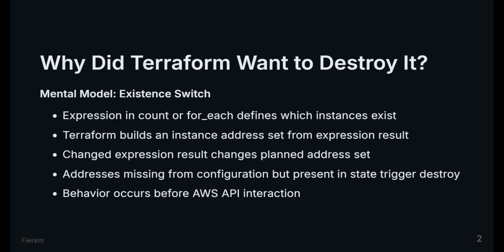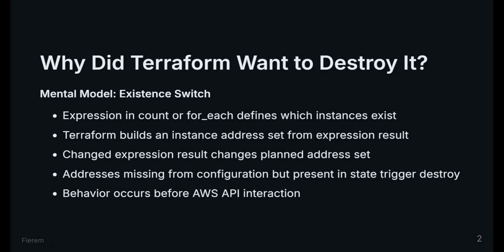Expressions in count or for_each define which instances exist in the configuration. Terraform builds an instance address set from that expression result. If the expression result changes, the address set changes. Terraform compares the new address set against the state file.